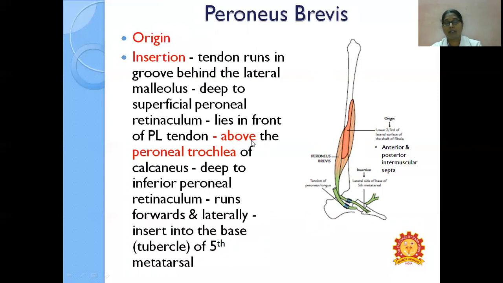Now, whereas your peroneus longus tendon passes below the peroneal trochlea, your tendon of the peroneus brevis passes above the peroneal trochlea of the calcaneum and then deep to the inferior peroneal retinaculum, then runs forwards and laterally and gets inserted into the base of the fifth metatarsal. Your peroneus longus is the base of the first metatarsal, whereas peroneus brevis is the base of the fifth metatarsal.